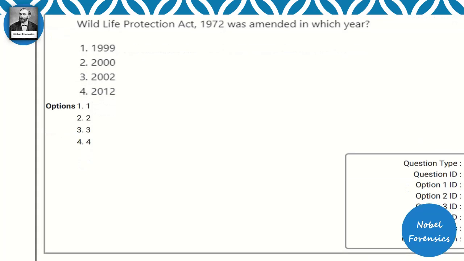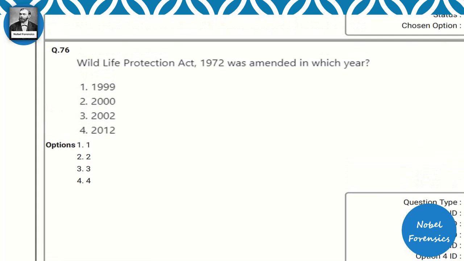Then 76. The Wildlife Protection Act 1972 was amended in which year? It is 2002. The Wildlife Protection Act was enacted in 1972 and again amended in 2002.